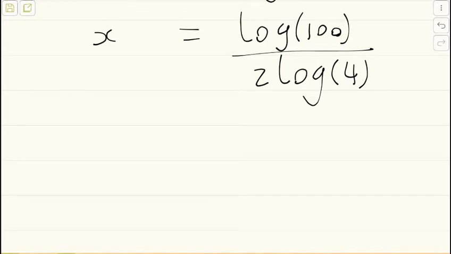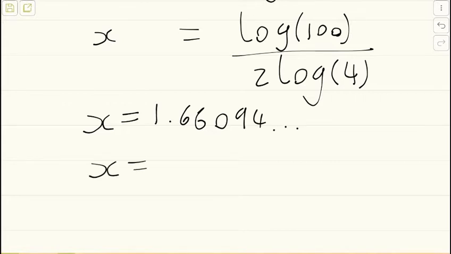Inputting that in my calculator, I get that x is equal to 1.66094 and so on. And to three significant figures, that's going to be 1.66.